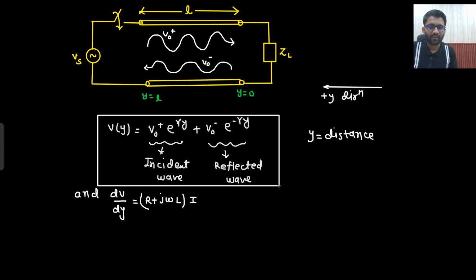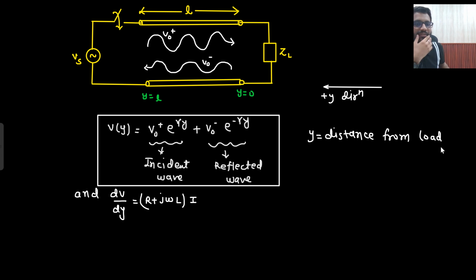Very, very important. This is the point from where all the confusion starts. But we are not going into any confusion. We are just practically seeing what is happening. V naught plus, V naught minus: this is traveling in negative y, this is traveling in positive y. You can write down the equation, that's it. And what is y? y is the distance from load. Distance from load end, not from the source end. Again and again I am repeating, distance from load.